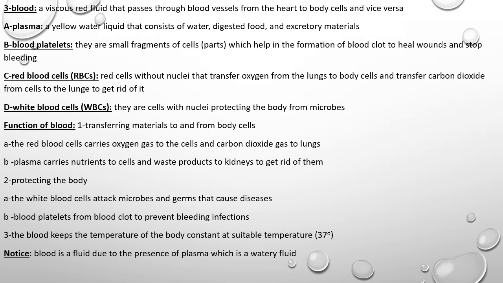Function of blood. Blood transfers materials to and from body cells. Red blood cells carry oxygen gas to the cells and carbon dioxide gas to the lungs. Plasma carries nutrients to cells and waste products to the kidney to get rid of them.